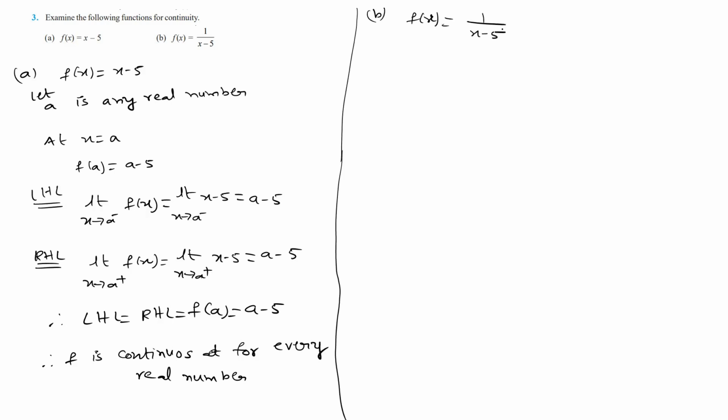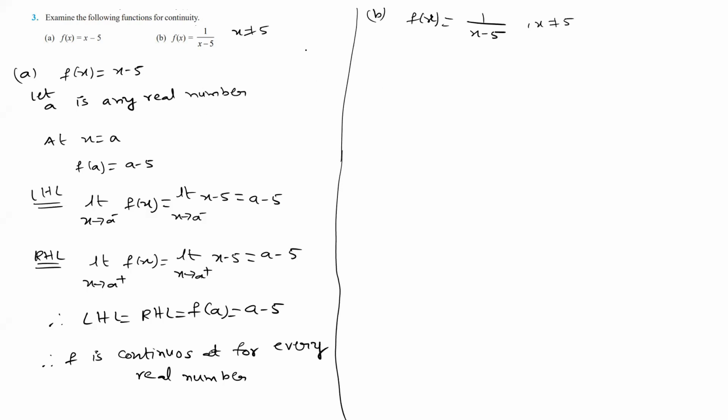Okay. Next, the second one. In problem B, you see f of x is equal to 1 divided by x minus 5. The condition is that x is not equal to 5. If we take 5, this function is 1 by 5 minus 5, which is 1 by 0, and 1 by 0 is not defined.